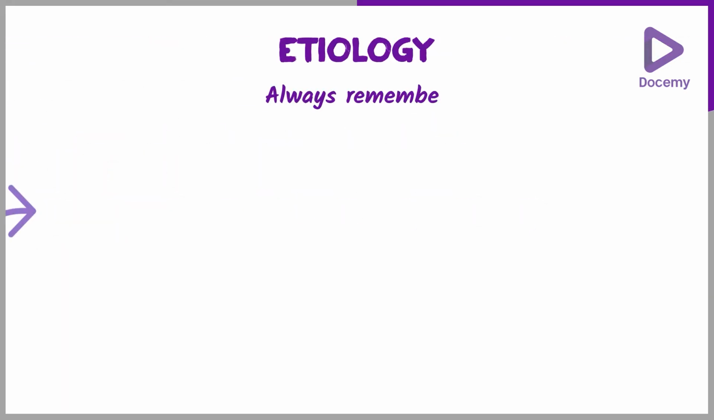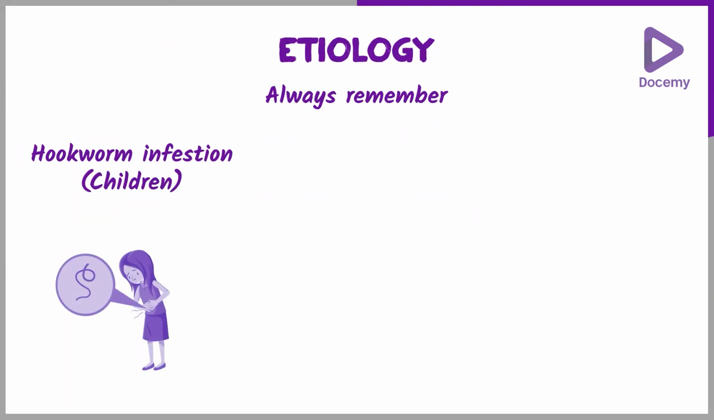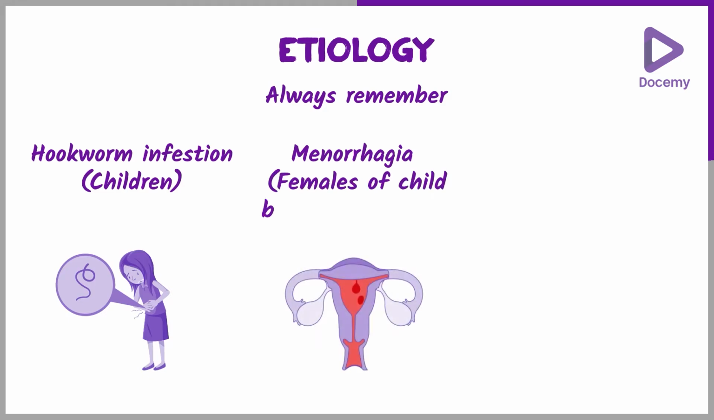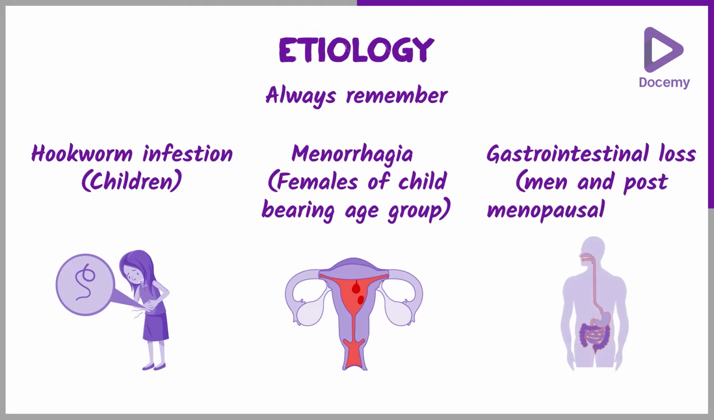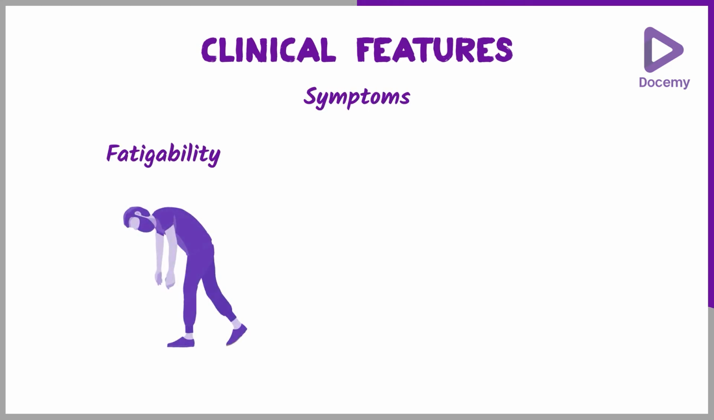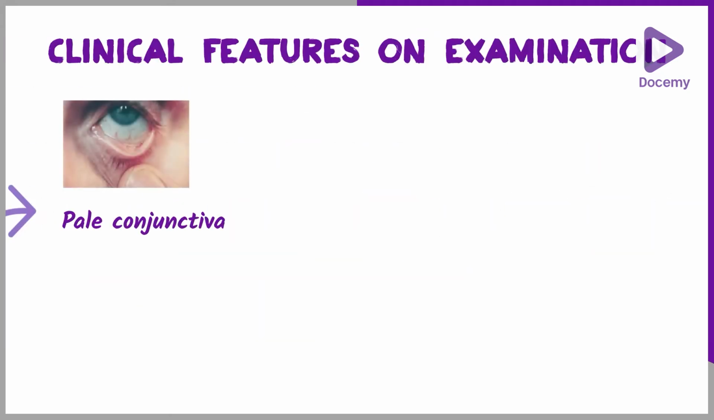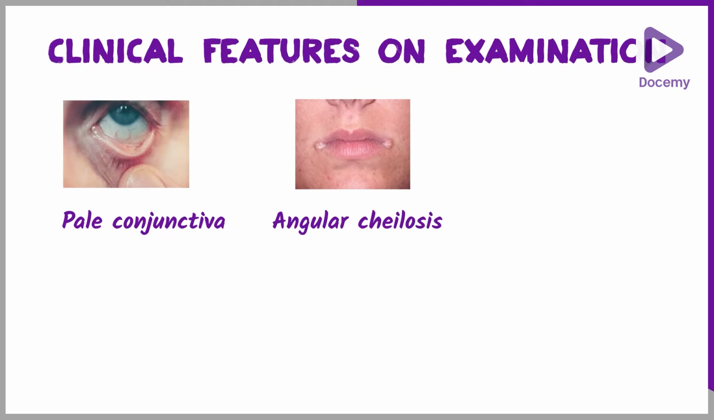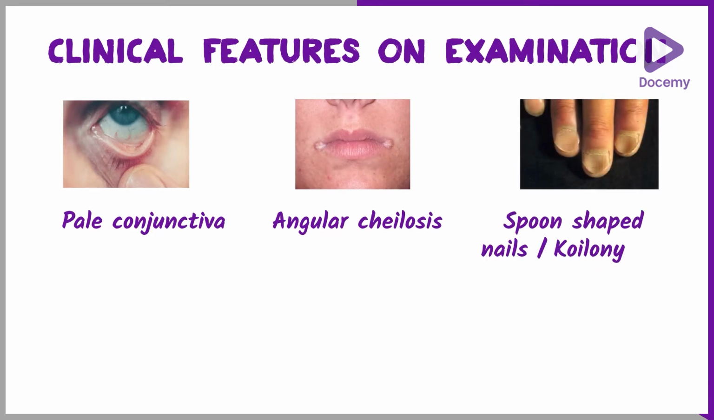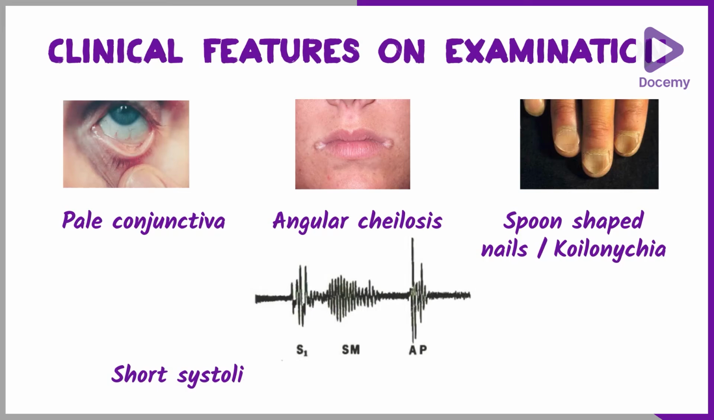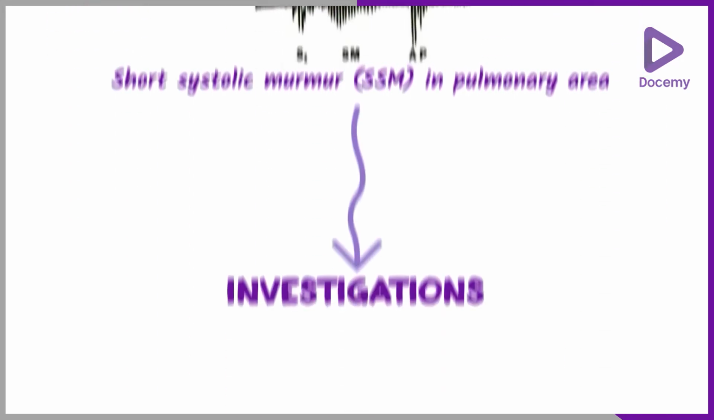So always remember hookworm infestation in children, menorrhagia in females of childbearing age group and gastrointestinal loss in men and postmenopausal women. Clinical features, just like any other anemia, the symptoms will be similar. They can have easy fatigability, shortness of breath. On examination you will get pale conjunctiva, angular cheilosis and spoon-shaped nails, otherwise called koilonychia, as well as you can get a short systolic murmur in the pulmonary area.